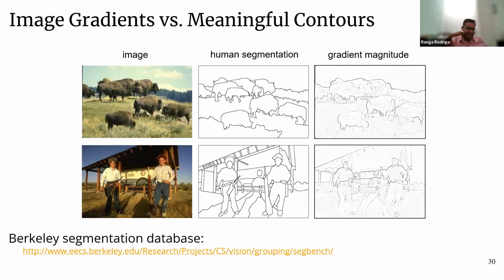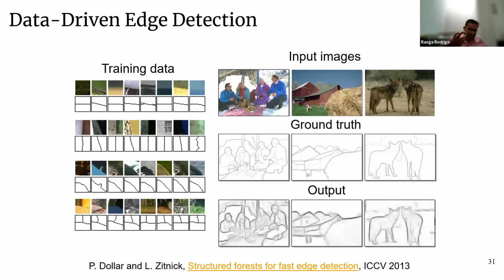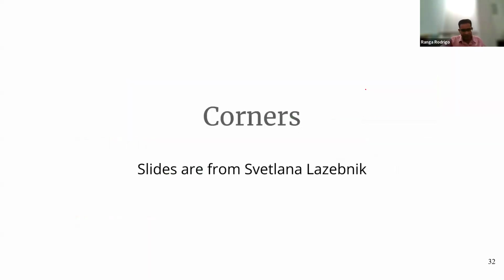Now you can see these image gradients versus meaningful contours. Now we have gone to slightly more meaningful edges using the Canny detector. But you can see the human segmentations are still much better. So now deep learning methods are used for edge detection. They are much better now. Okay, now let's look at the corners.